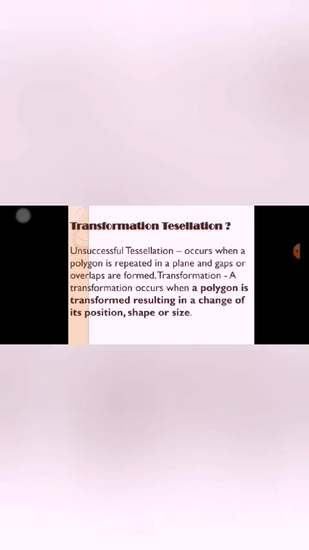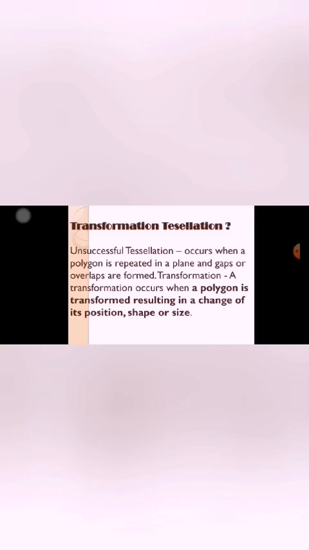Interesting tessellations or tilings. Number 1 is rhombille tiling or rhombal tiling. Number 2 is floret pentagonal tiling. Types of tessellation. There are 3 types of tessellation. Number 1 is translation, number 2 rotation, and number 3 is reflection. Transformation tessellation.